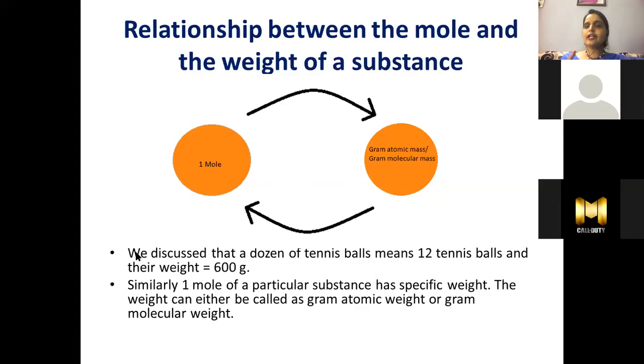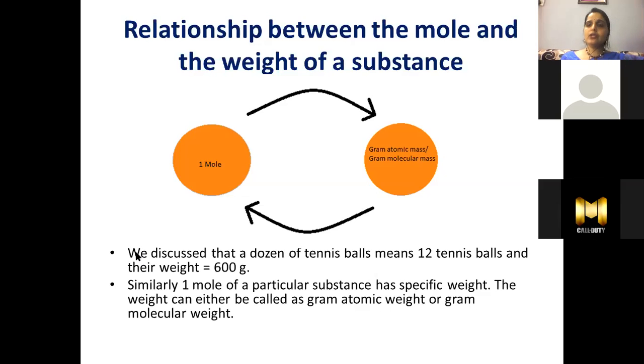How should we calculate the weight if the number of moles is given, or how should we calculate the number of moles if the weight is given? That's what we are going to discuss here. So you can see that 1 mole of a particular substance has a specific weight, and this weight can be called either gram atomic weight or gram molecular weight.